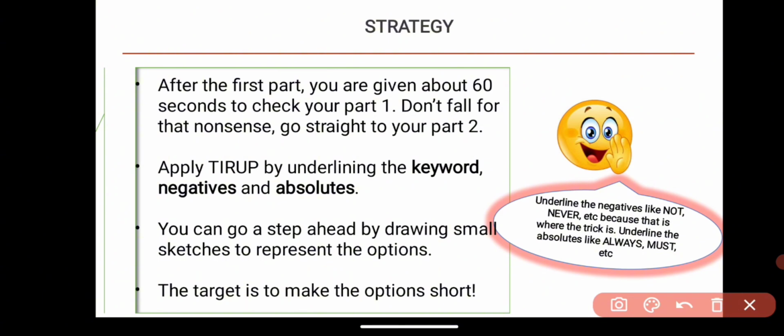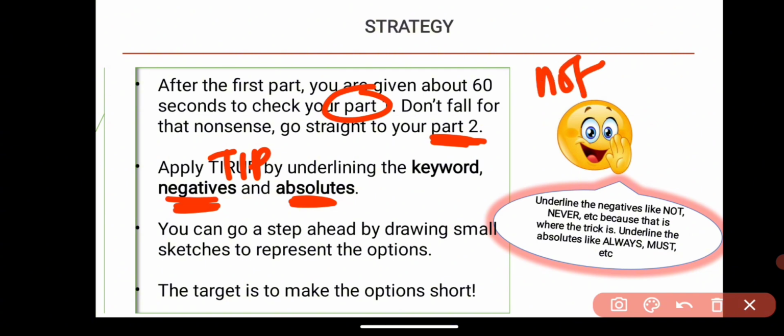So I want to recap the strategy once again, which is after the first part, you are given about 60 seconds to check your part 1. Please don't fall for that trap. Go straight to the part 2 and start going through the question. Then you apply your tip by underlining the keyword, the negatives. Now, very important, I tell you what negatives are and underlining the absolutes. Not, anytime you see not, never, just know that those are negatives. Always take note because that is where the catch is in the listening.